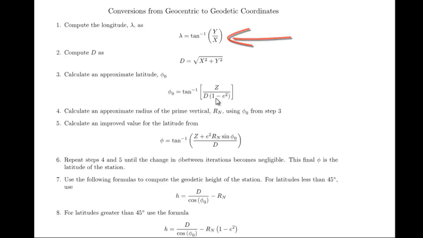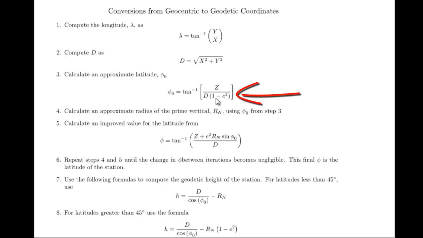Then we're going to compute this other coefficient, which is essentially the radius, or if you're talking about the hypotenuse of a triangle, that's formed here from the center of the ellipsoid out to our point on the surface. So we're going to calculate that. You can see that's just the Pythagorean theorem. D is equal to the square root of x squared plus y squared. And then we're going to calculate an approximate latitude. So this is going to be our first try.